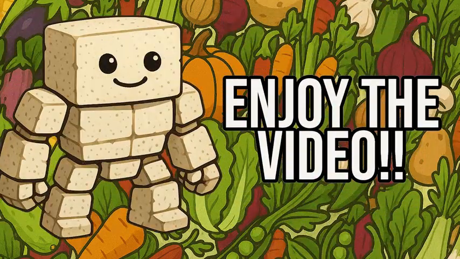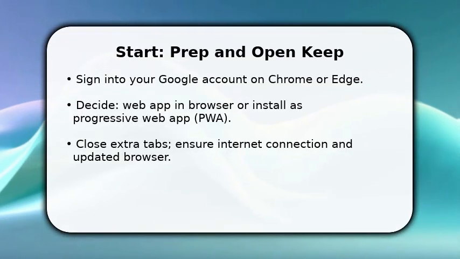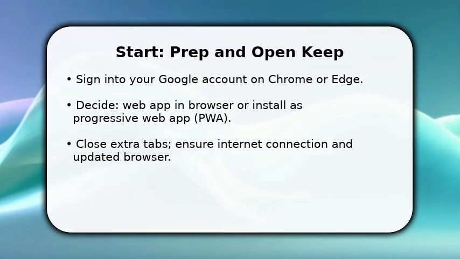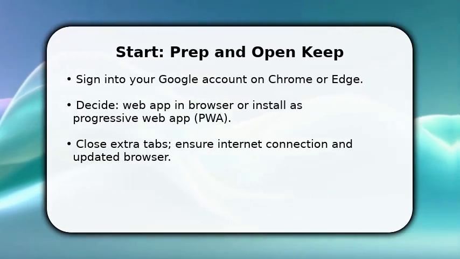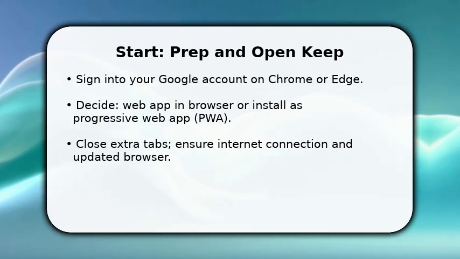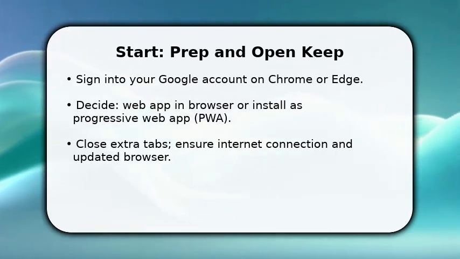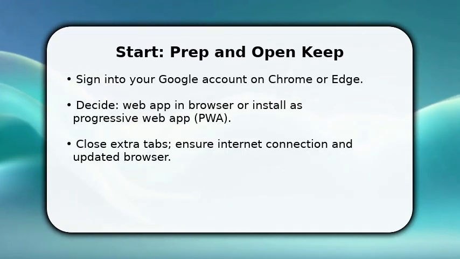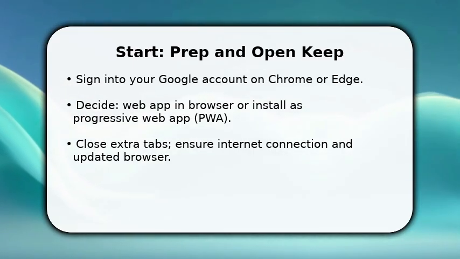Please enjoy the video. You'll begin by signing into your Google account in a supported browser like Chrome or Edge. This gives Keep access to your notes. Once done, navigate to keep.google.com to load the web app. Make sure your browser is up to date so the PWA option appears. If you prefer not to install, you can start using the web interface now.